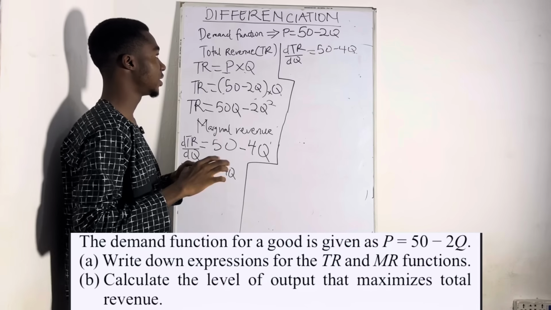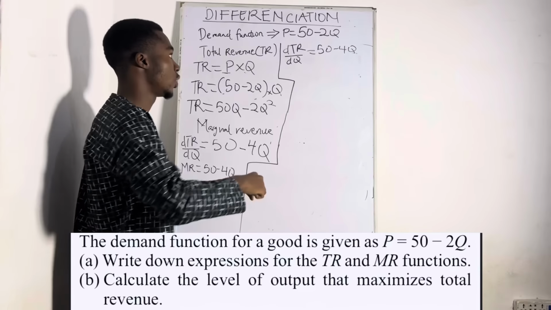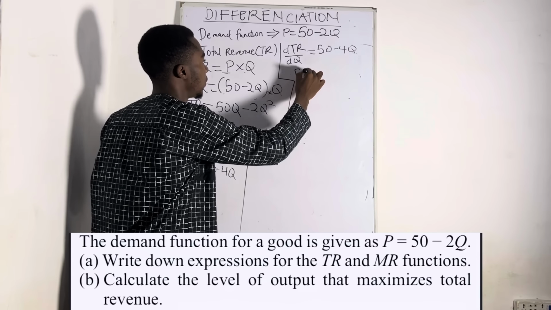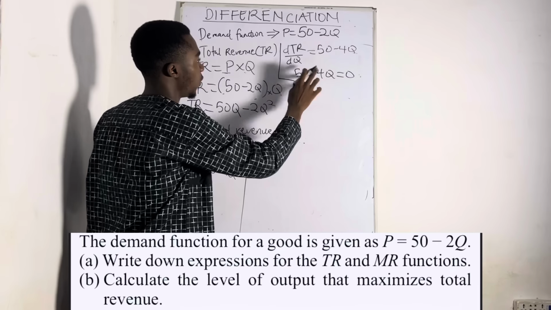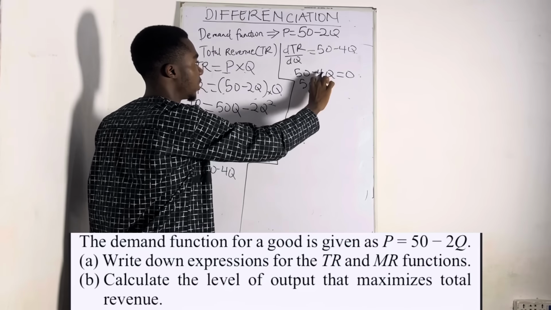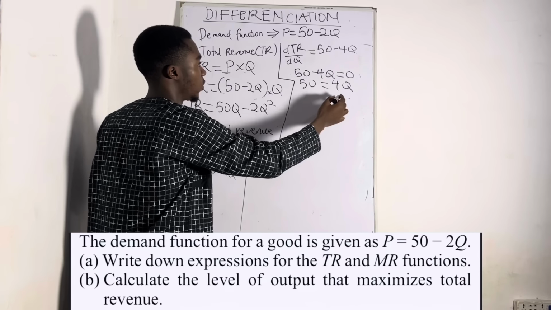Now the next thing you do is that after you've differentiated it, you equate it to 0. You get it? So we are getting 50 minus 4Q. So we now equate it to 0. So 50 minus 4Q is equal to 0. Then we make Q the subject. So 50 is equal to, you can send 4Q to the other side of the equation. So 50 is equal to 4Q.